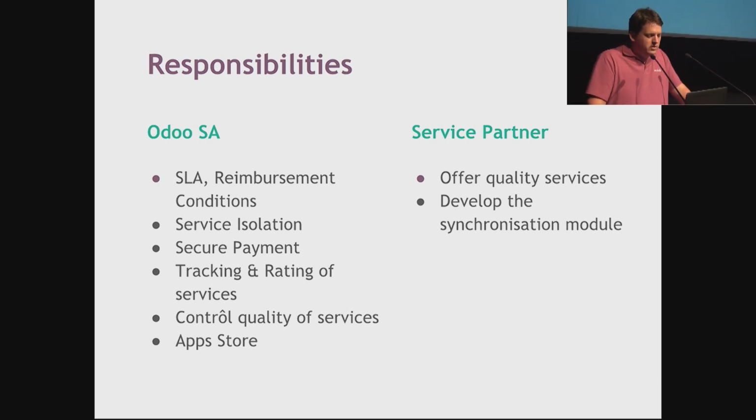And the role of the partner will be, of course, to deliver the service. It could be sending an SMS, delivering, recording your vendor bill, and developing the synchronization module so that the service becomes accessible from the Odoo interface. Clear?